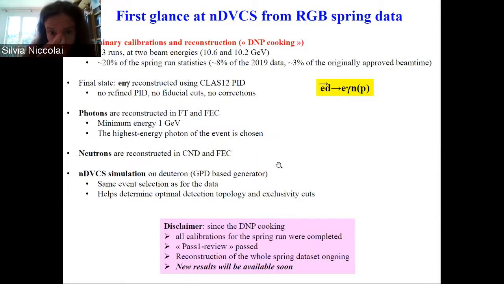So just a reminder, we're reconstructing the final state electron, neutron, and photon, applying particle identification of class 12. And the photons are both in the forward tagger and the forward calorimeter, and the neutrons are reconstructed in the central neutron detector and in the forward calorimeter. And we use the simulation of NDVCS on deuteron to help in selection of the final state, defining exclusivity cuts, and see the optimal detection topology.